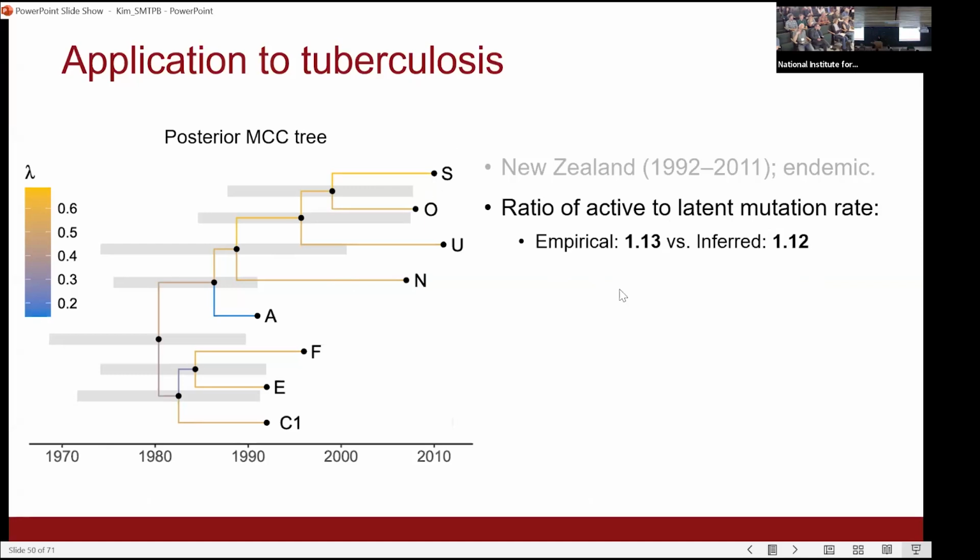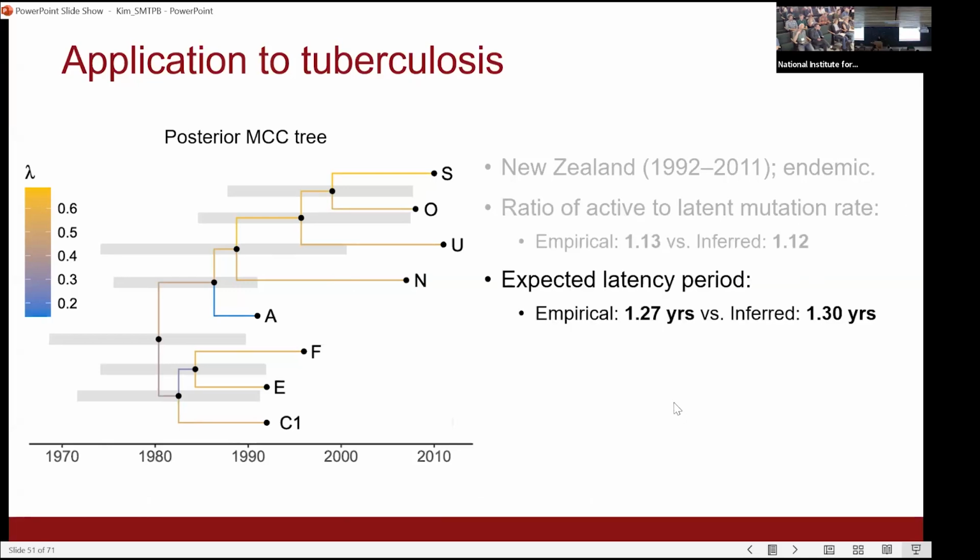In the paper we're basing on, they estimated the active TB is mutating about 1.13 times faster than the latent TB, and our posterior mean estimated 1.12. Obviously, if it didn't work, I wouldn't be showing it, so you will see that this works very well in this example. The expected latency period empirically is 1.27 years, and our posterior mean is 1.3 years.